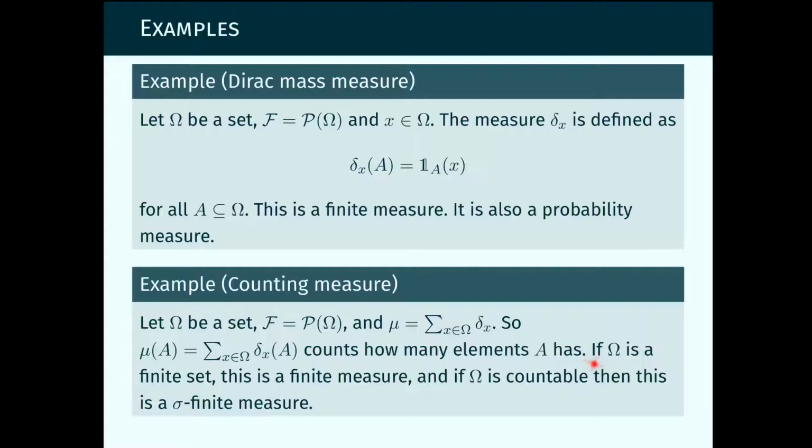The case where the sample space omega is finite gives a finite measure. And the case when omega is infinite but countable, then this is a sigma finite measure, and I let you figure out why.